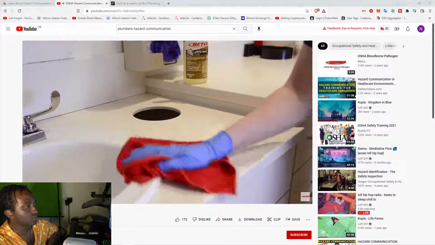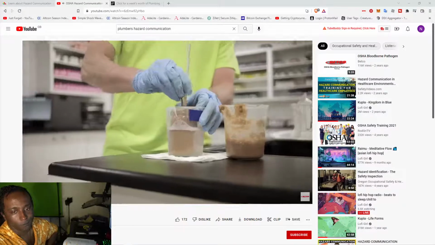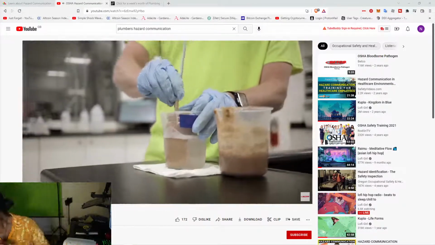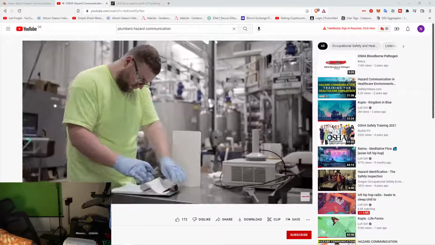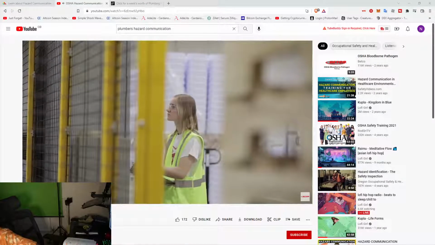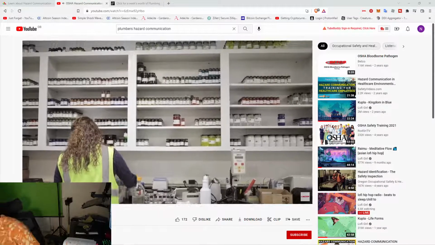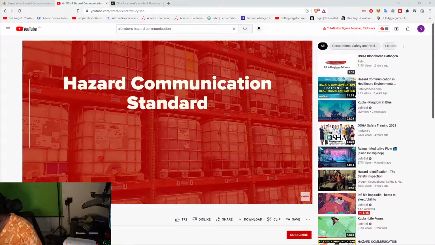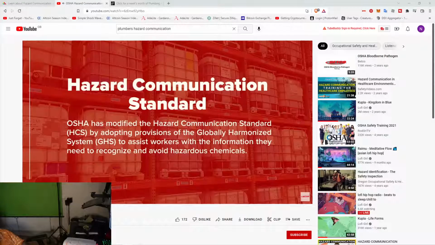Over 43 million workers are exposed to hazardous chemicals in the workplace. OSHA statistics show about 15% of all workplace injuries and fatalities relate to chemical exposure. Physical, health, fire, and other hazards can occur on a daily basis. With over 500,000 different chemicals throughout the world, OSHA has modified the Hazard Communication Standard, HCS, by adopting provisions of the Globally Harmonized System, GHS, to assist workers with the information they need to recognize and avoid hazardous chemicals.